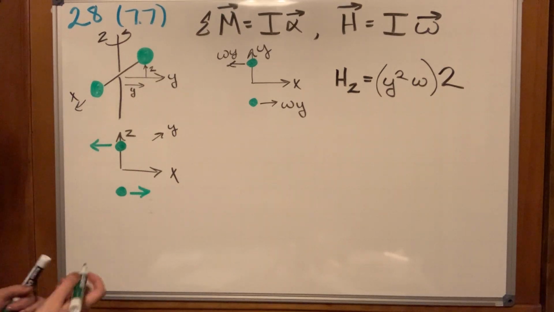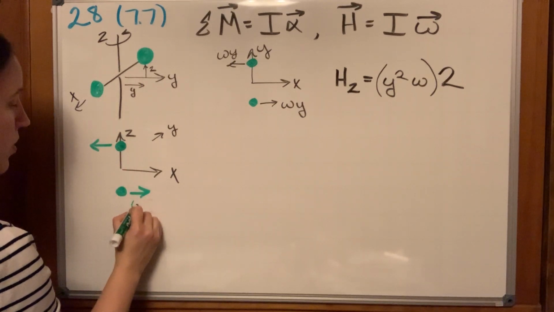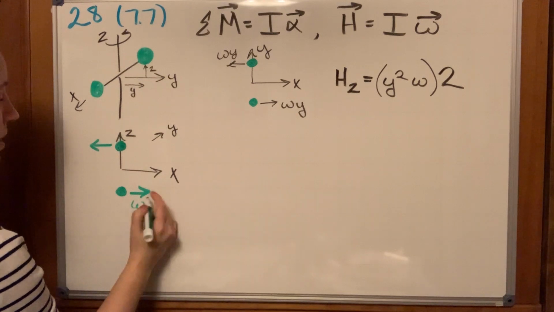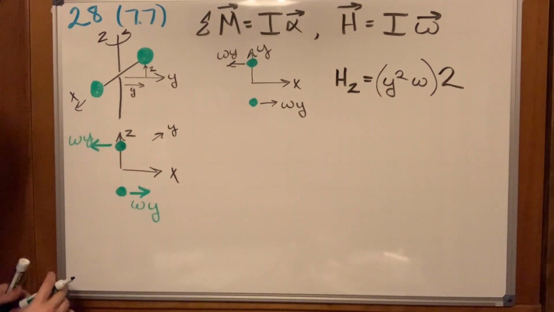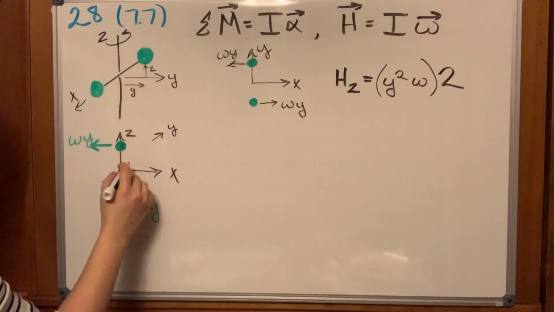And the velocity that it's moving with is still going to be omega times y. That's not a subscript, it's a times. Omega y. And this is going to be the opposite direction, omega y. But now the moment is about this point here, because we want to take the moment in the y direction.